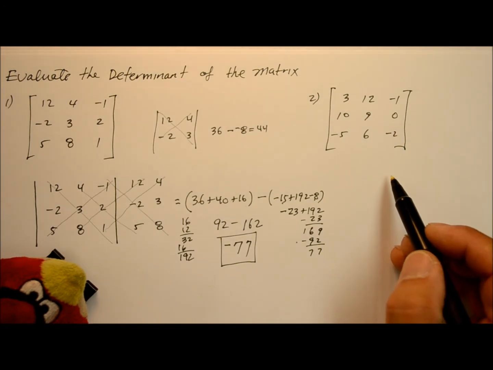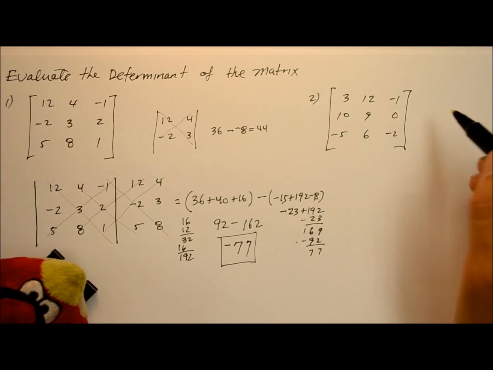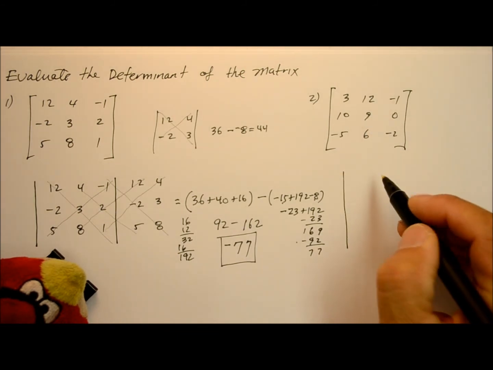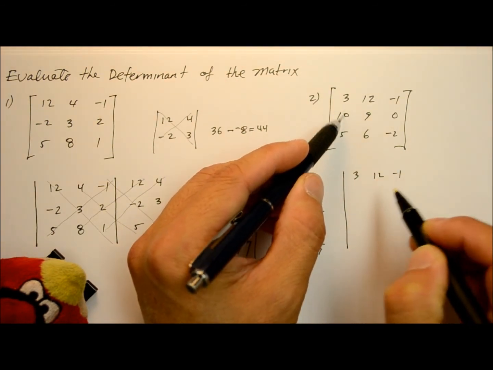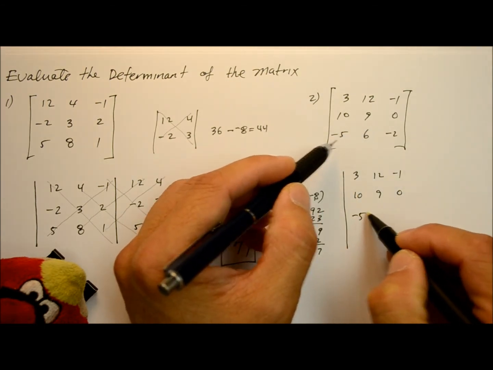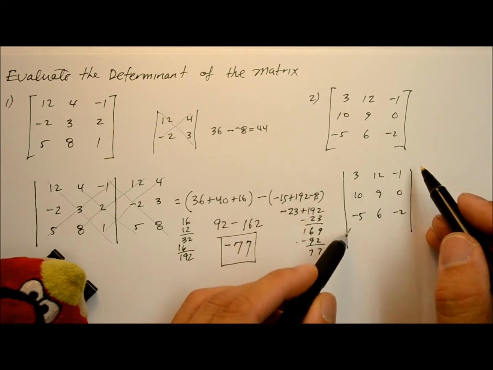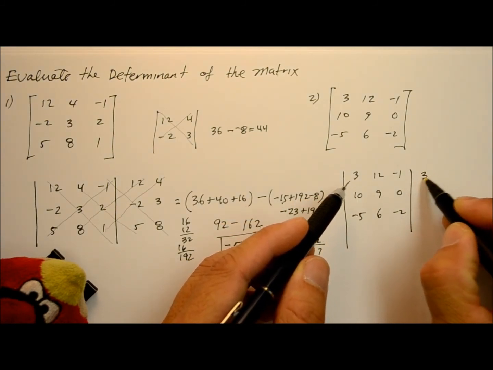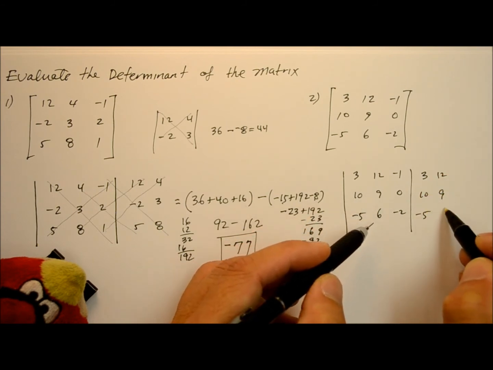Good. Now, I don't have much space left from all this other work, but you can see that this can be written as the determinant of, let's see, the rows: first row, 3, 12, and -1, 10, 9, and 0, -5, 6, and -2. Once again, you have to take the first two columns to ensure all the numbers get rotated around so they multiply. So 3 and 12, 10 and 9, -5 and 6.